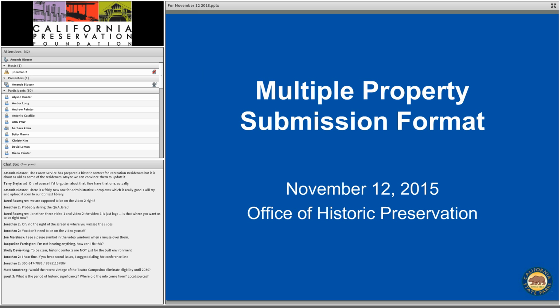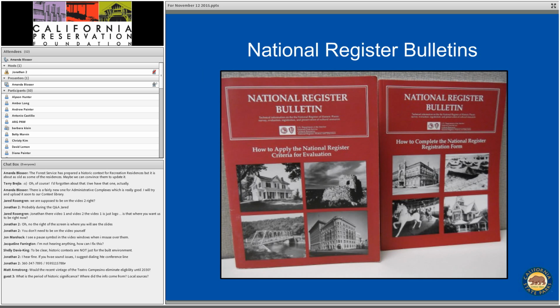There we go. Multiple property submission format. As Amanda stated, or at least inferred, context is all important in a National Register nomination. And one reason I think that we spend so much time talking about context in terms of National Register nominations is because that is the part of nominations that people seem to have the most difficult time with.